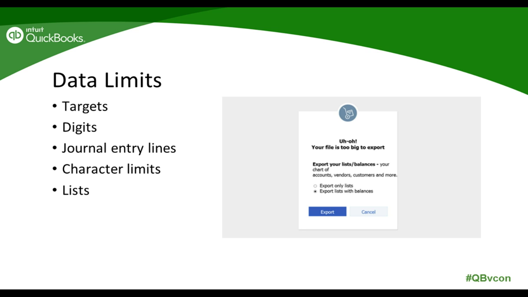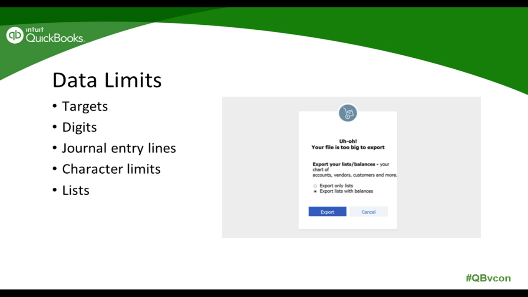Target. The target is a line on a transaction. This is also known as the distribution account. So think about a check in QuickBooks. We know that a check is going to credit or reduce the checking account, and then it's going to debit some or multiple expense accounts. Those list of accounts that you see on screen are the targets or distribution accounts.